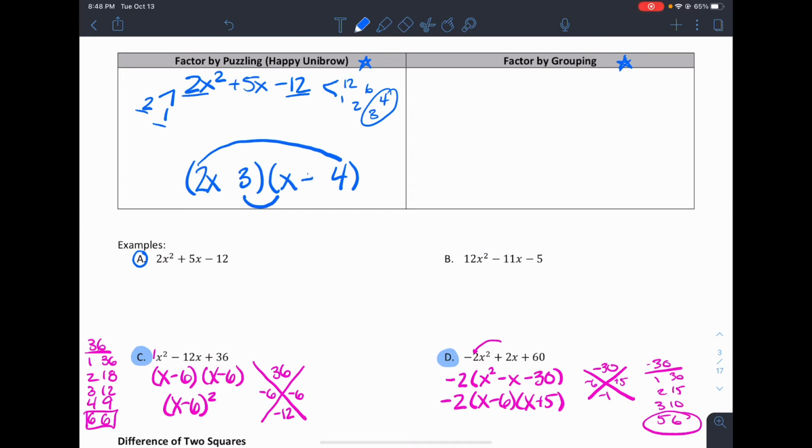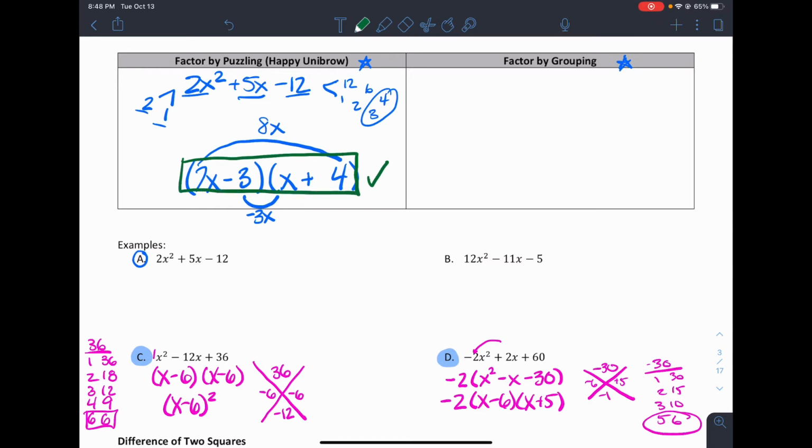Now, I'm going to go ahead and pick my signs so that the 5 will be positive, right? 2x times positive 4 would give me 8x, and negative 3 times x would give me negative 3x. So this is why we call it the happy unibrow, because if the top and bottom curve here, you have your unibrow and your smile, if they add up to your middle term, then you did it right. And this is a good factoring. There you go.